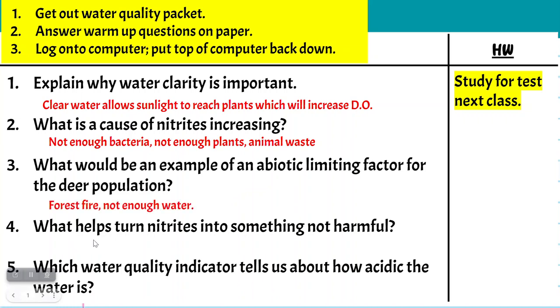And if we think about what helps turn our nitrites into something that is not harmful, as we were talking about levels of nitrites increasing, that happens if we don't have enough of our good bacteria. So good bacteria do help turn nitrites into a form of nitrogen that we can use. And finally, what is the water quality indicator or the water quality test that we use to find out how acidic water is? That's our pH test.